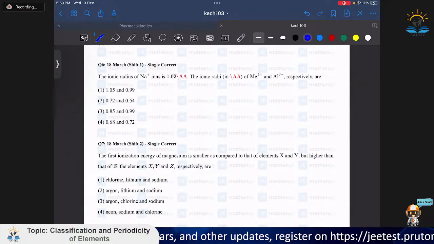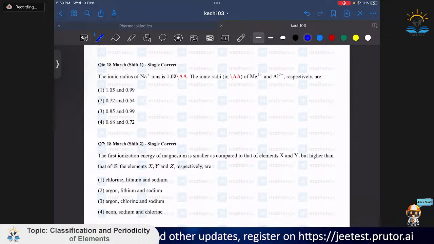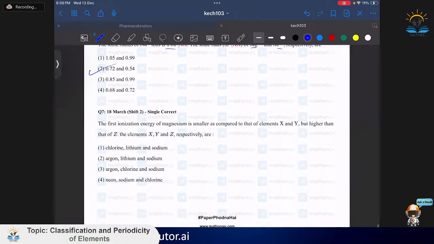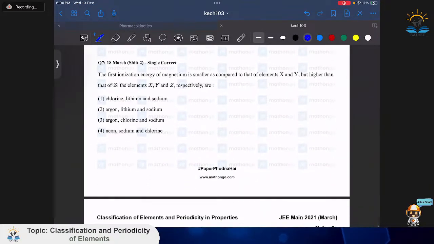Then the ionic radius of sodium is 1.02 angstrom. The ionic radii of magnesium and aluminium are? So sodium ion, magnesium ion, aluminium ion. Aluminium ion will be the least. Of course, both of them will be less than 1.02, but aluminium ion will be the least. So I think the second option is the most correct.